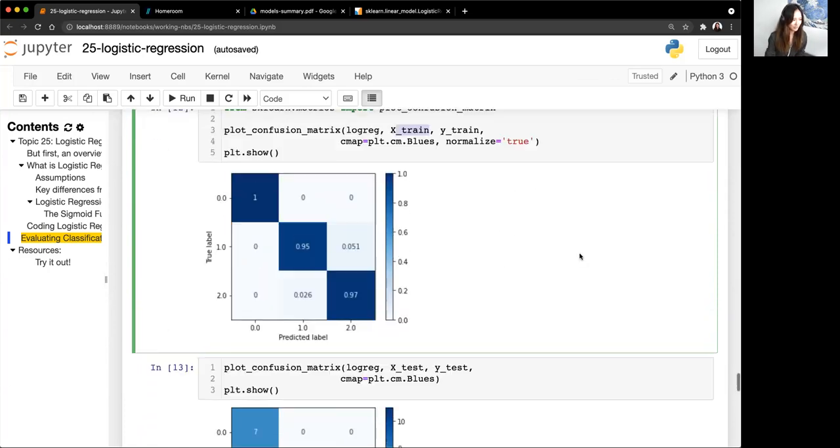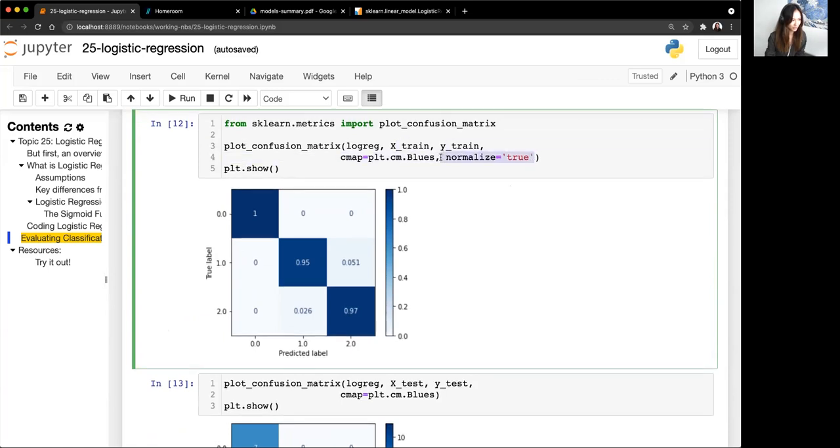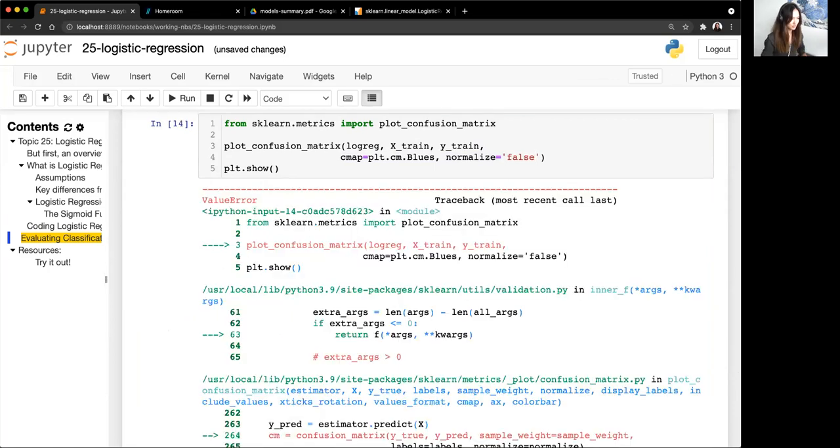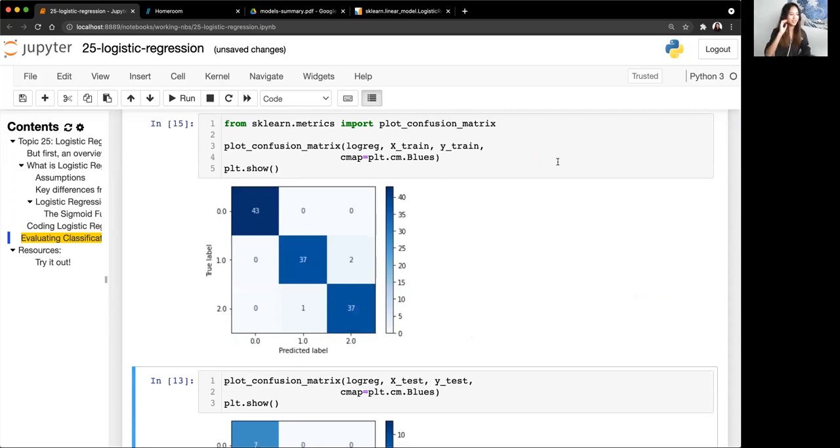And here you can see I say normalize true. Let's actually not do that first. Normalize, let's go with false to begin. Okay, never mind. We'll get rid of this for now. Okay, so this is basically saying that there are 43 data points that are actually 0 and were also predicted 0. So 43 correctly predicted as 0. Here we have 37 points that were actually 1, also predicted as 1.